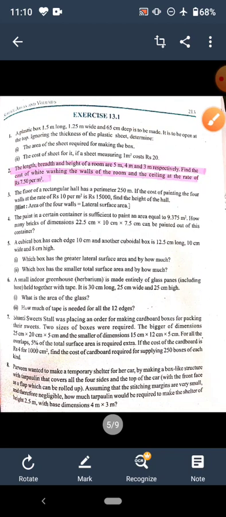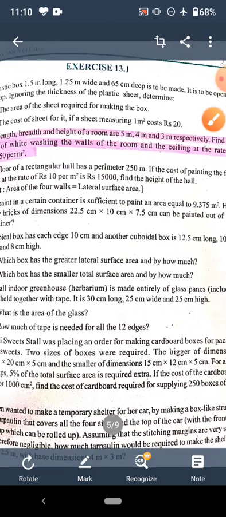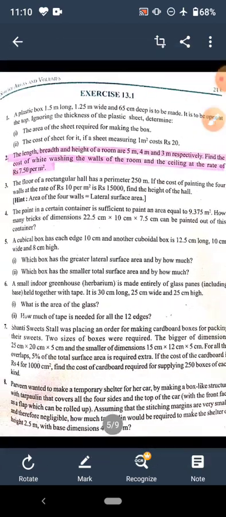And then we have studied question 1, 2, 3, 4. So today we are going to discuss question number 5 to 8. So let us have a look at question number 5.